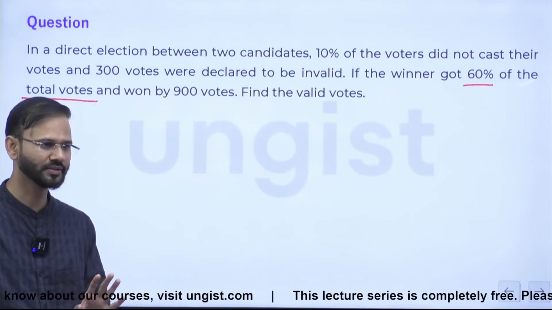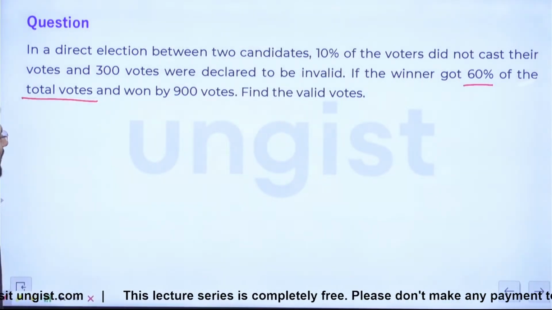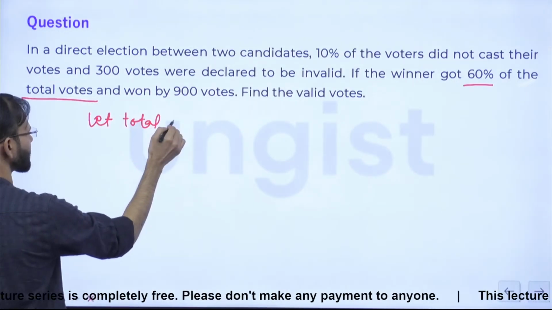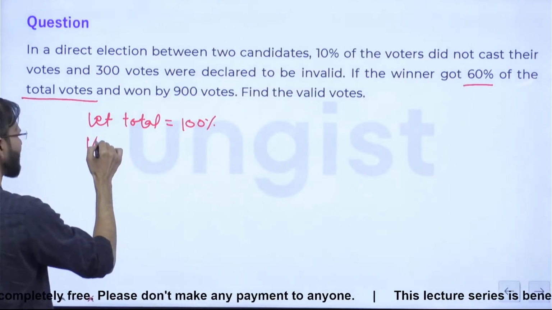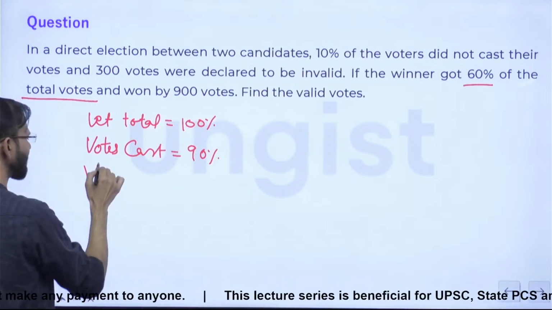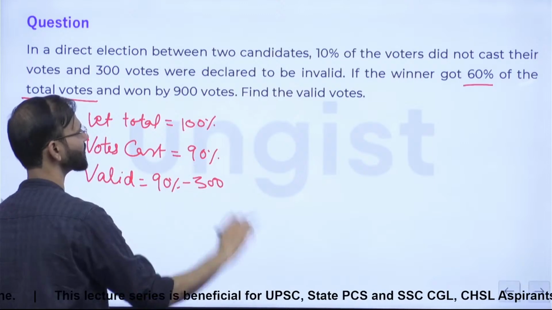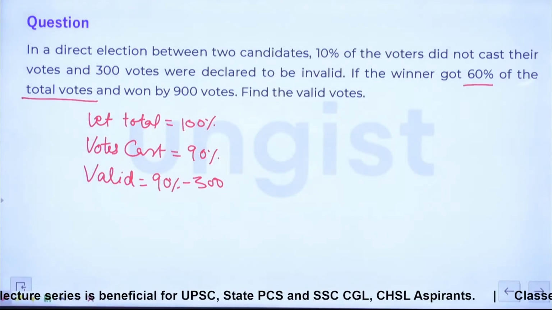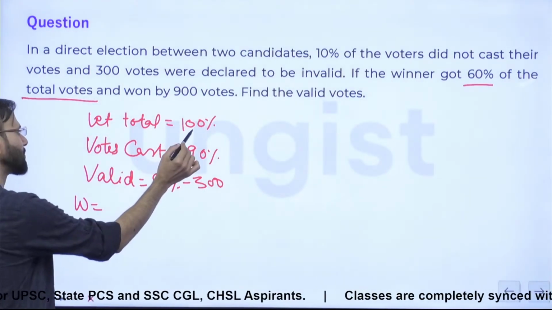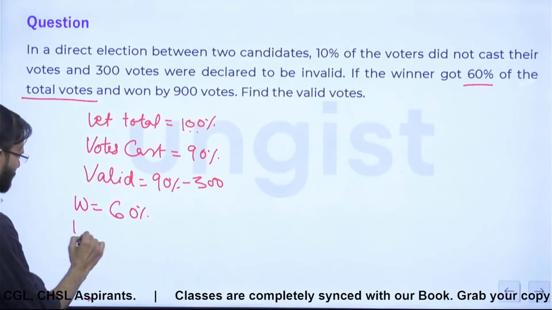Done, all of you? Okay. So you just tell me, let's say the total votes is 100%. How many votes were cast? 90%. How much is valid? 90% minus 300. This is valid. Now tell me how much the winner got. So the winner got 60% of this total, which means 60%. Correct.